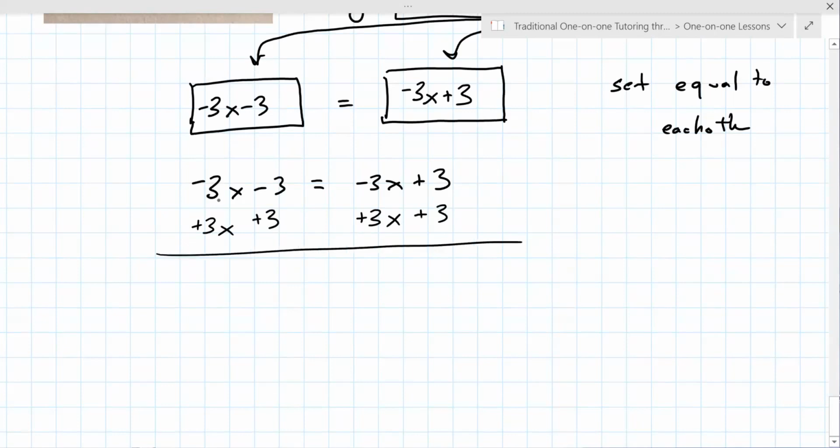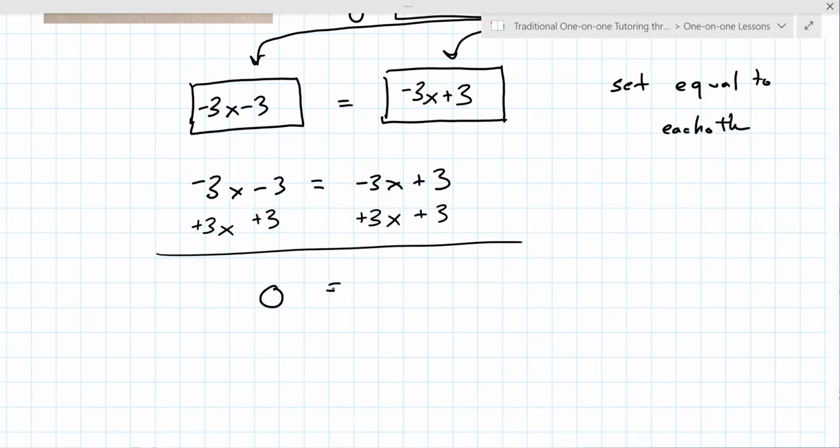So on the left, you're gonna see that everything cancels. Everything cancels, which means you just get 0. On the left, you just get 0. So 0 equals... Now on the right, not everything cancels.